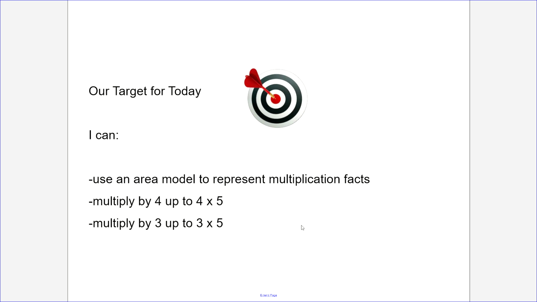Good morning, third graders. Our targets for today are: I can use an area model to represent multiplication facts, and I can multiply 4 by 4 up to 4 times 5, and I can multiply by 3 up to 3 times 5.